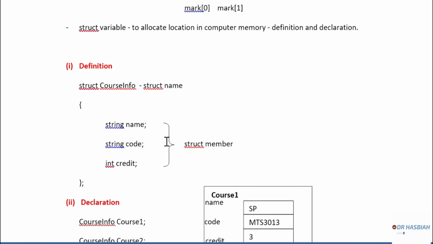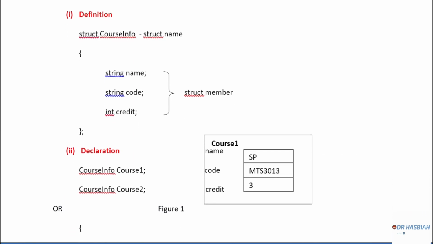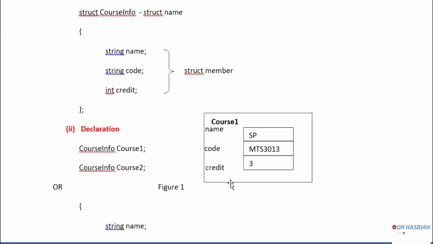But if you just put the definition here, we can only use this definition. In order to allocate the location in your computer memory, you have to do the declaration. Now the second one, we have to do the declaration. How to do the declaration? So this is the example. Let's say I want to input the data in cost one. I put here cost info cost 1 semicolon, cost info cost 2 semicolon.